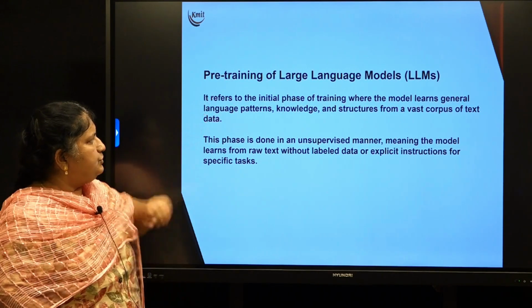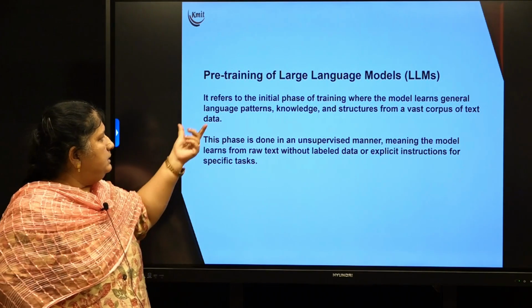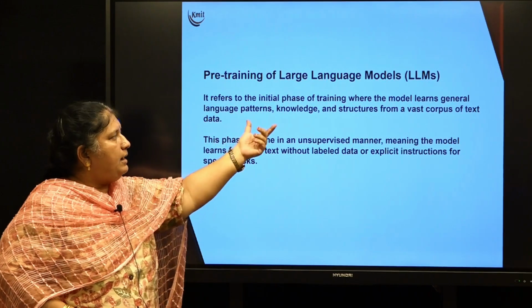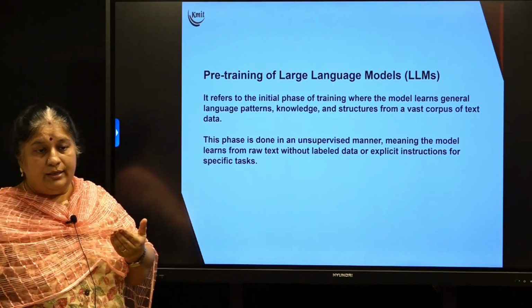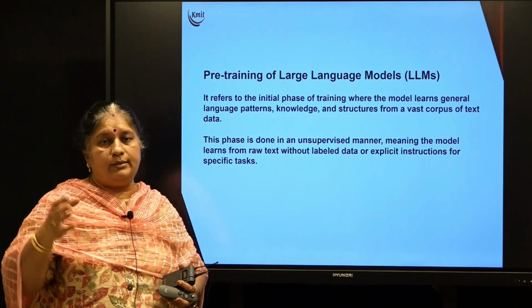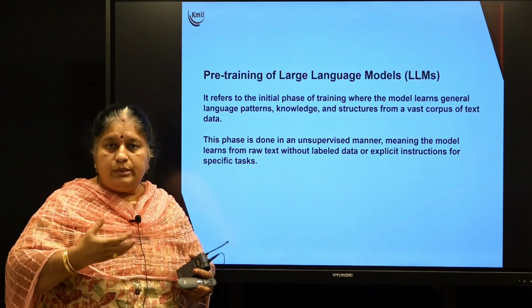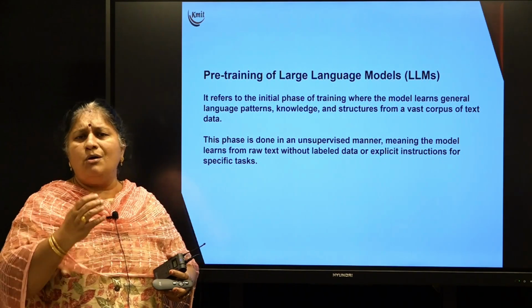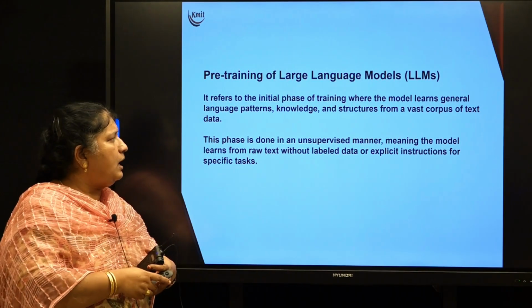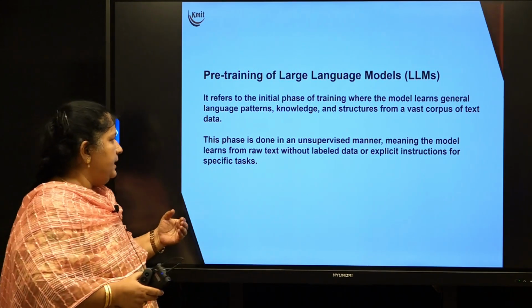So this refers to the initial phase of training where the model learns the general language patterns, knowledge and structures. As I am saying, it is trying to understand how a sentence is formed, what the grammar rules are, and if I have synonyms, which word has multiple synonyms. All such knowledge patterns and language structures are learnt from the huge amounts of data sets we are supplying.